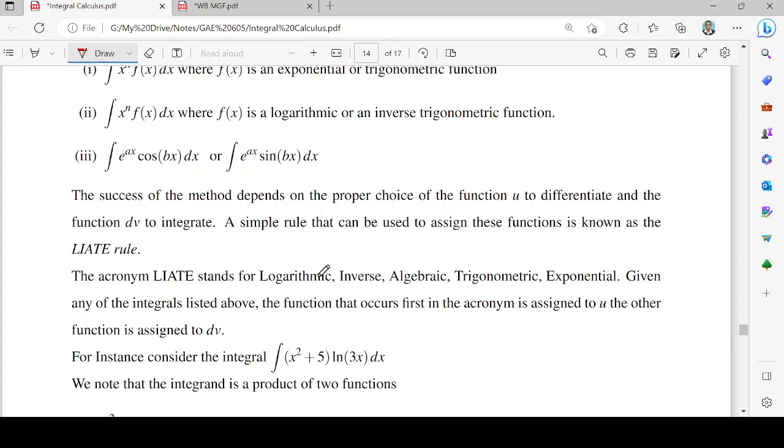Now, a simple rule that can be used to assign these functions is known as the LIATE rule. This is an acronym that stands for logarithmic, inverse, algebraic, trigonometric, exponential. So we are thinking of a logarithm of some function of x, inverse, like the tan inverse of x, for example. Algebraic is x raised to power n. Trigonometric can be cosine or sine function. Then the exponential, e raised to power ax.